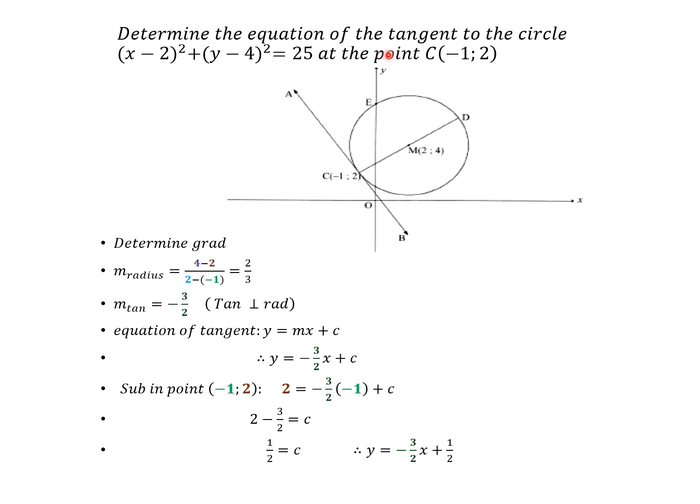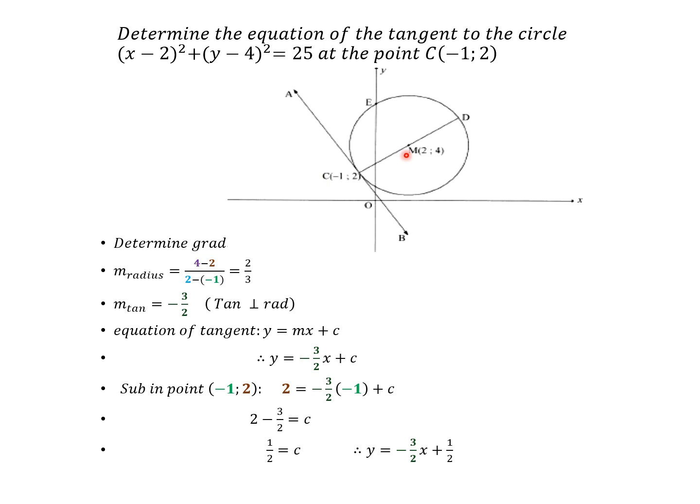Determine the equation of a tangent to a circle given x minus 2 squared plus y minus 4 squared equals 25, and the point C at -1 and 2. This one is straight from a past exam paper. There they've given the circle with diameter CMD, and my center M, which is 2 and 4. From there I can see that -2 becomes +2, and -4 becomes +4.